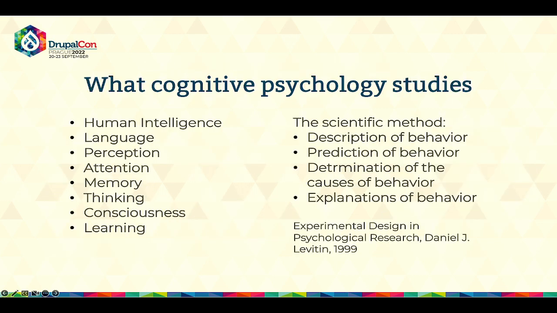What cognitive psychology studies is human intelligence, language, perception, attention, memory, thinking, consciousness, and learning. And that scientific method defines that we should have description of behavior, prediction of behavior, determination of the causes of behavior, and explanation of the behavior. If you're interested in detail in how to study this kind of cognitive psychological behavior, there's this quite detailed article, Experimental Design in Psychological Research by Daniel J. Levitin. Not sure how to pronounce that. That's from 1999.